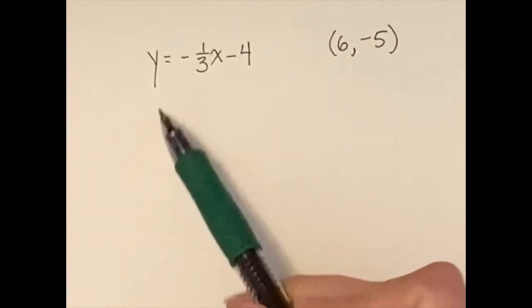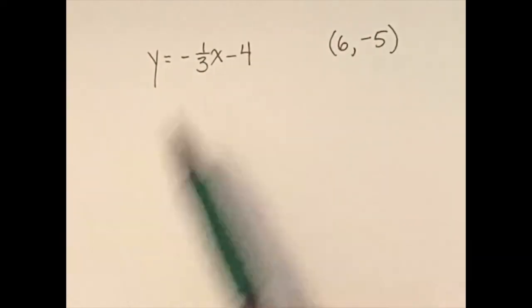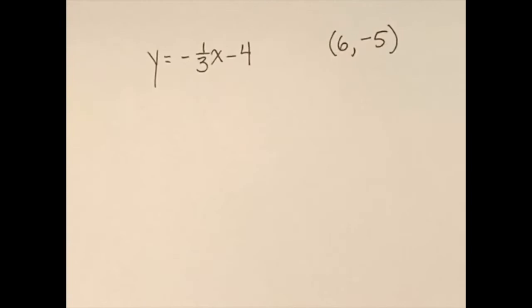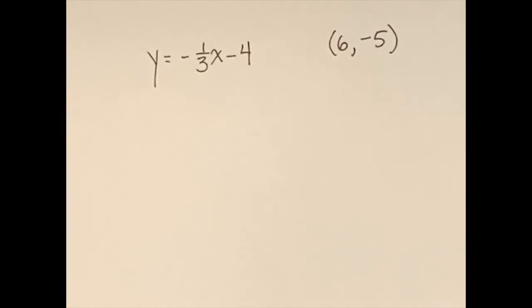Wicked work, Mrs. Savage. Here's another example. If we have the equation of y is equal to -1/3 times x minus 4, and we are wondering if the point 6, -5 falls on this line, how could we figure out that it is in fact a point on that line, or maybe it's just not?